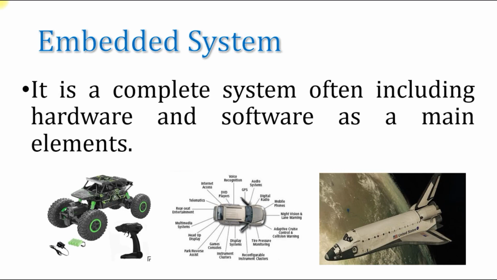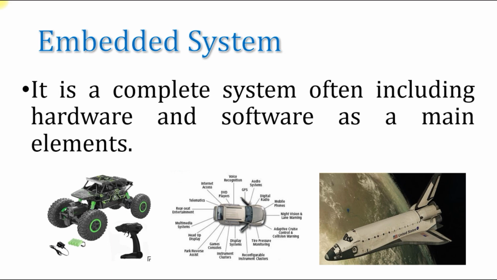In this video, we will discuss embedded systems. An embedded system is a system that consists of both hardware and software. More specifically, we can say that in an embedded system, a hardware element is controlled by the software. So this is the so-called embedded system.